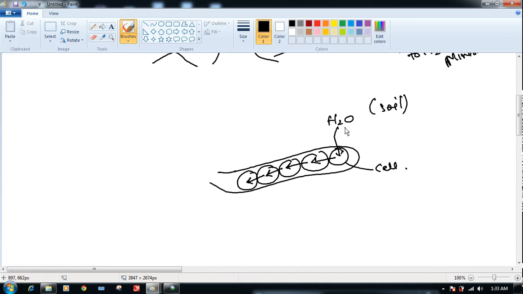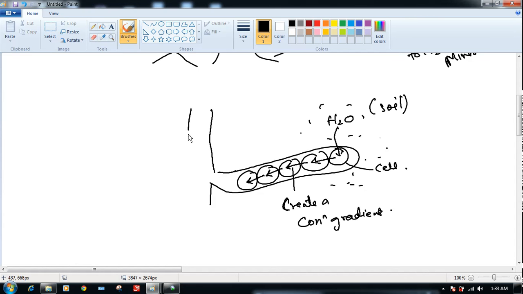So this absorption of water from the soil, this is your soil, is continuously going on. Okay, so it will create a concentration gradient here, by which the water molecules are moving from one cell to another cell, and finally they are going to merge into the xylem tube, xylem vessel.